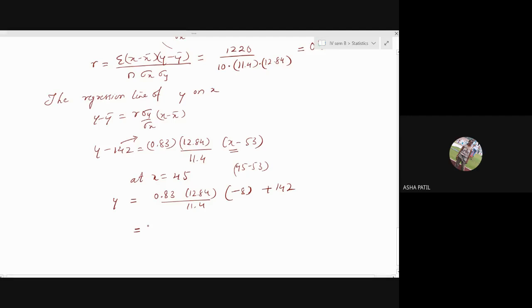Anybody got the answer? 134.49. The y value is 134.49. So you can even write it as 134.5, nearly equal to. This is the blood pressure. Write it in a sentence. That implies the blood pressure of a person of age 45 is 134.5. The blood pressure of a person whose age is 45 is 134.5.